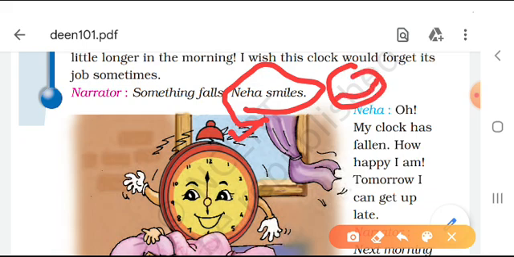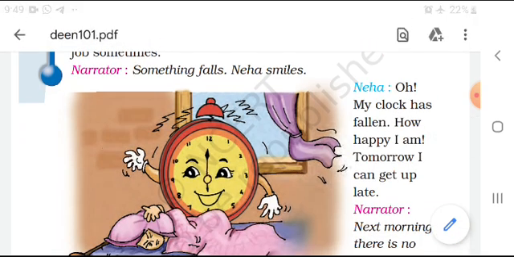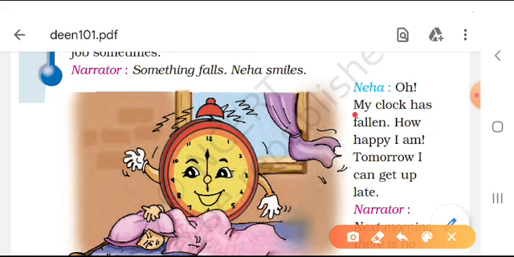I cannot make an emoji. Okay, now the next line is Neha: oh, my clock has fallen. How happy I am. Tomorrow I can get up late. So now Neha is happy. That is the reason she is saying my alarm clock has fallen. It means the alarm clock fell from the table and it is broken. So now I can sleep more tomorrow. I will get up late.